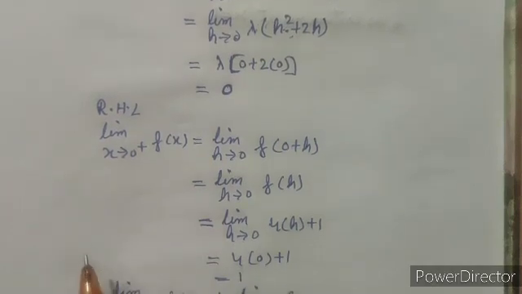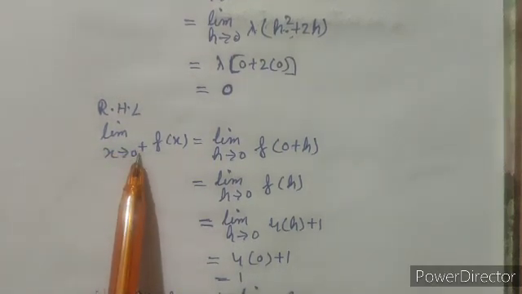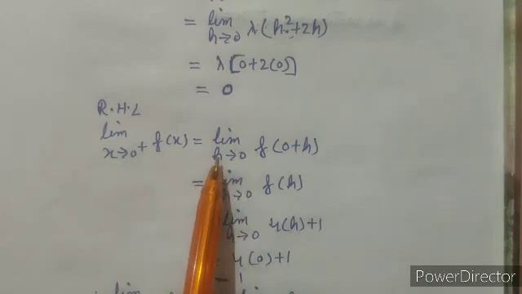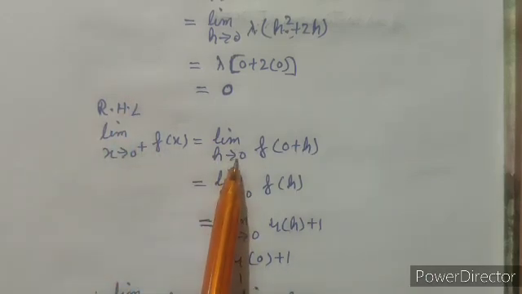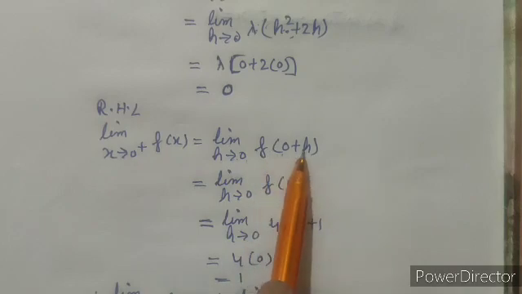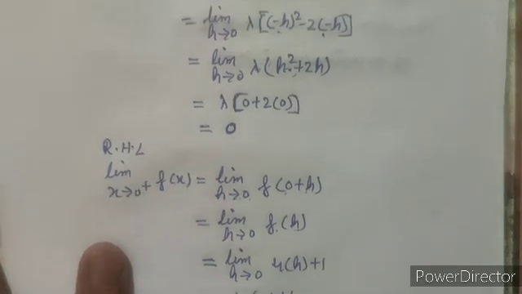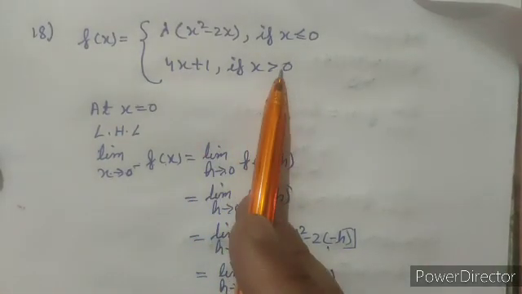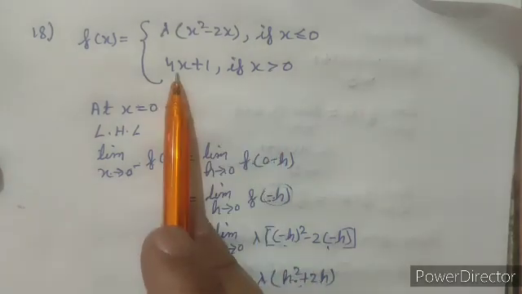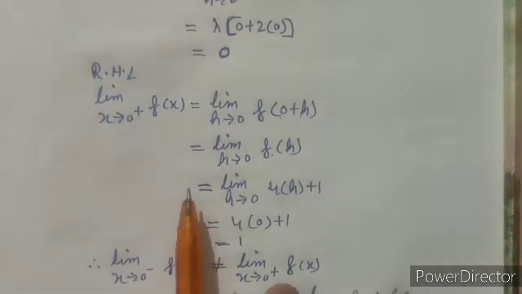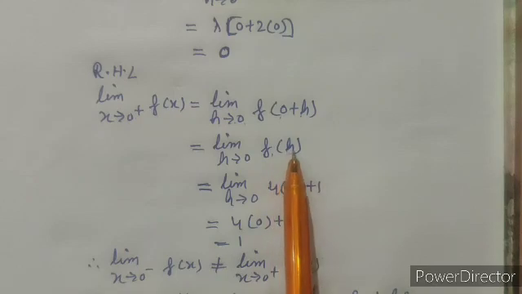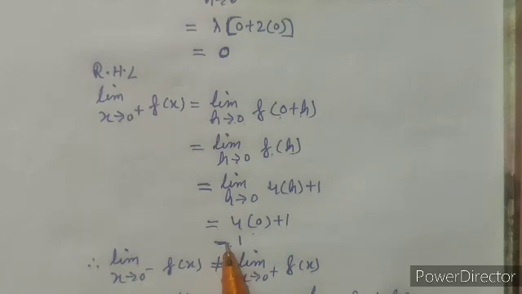Now the right hand limit x tends to 0 plus f(x) equal to limit h tends to 0 f(0 plus h). f(0 plus h) can be written as f(h), and 0 plus means greater than 0. So for greater than 0, the value of the function is 4x plus 1. Here we will take the function 4x plus 1, and in place of x we will take h, and this is giving us the value as 1 after putting the value of h as 0.